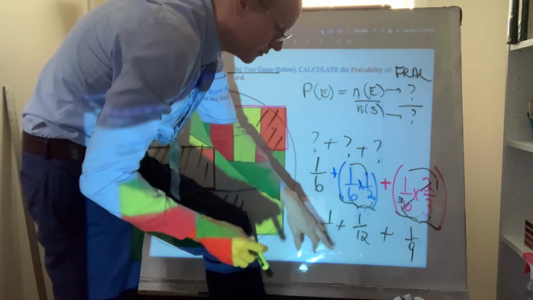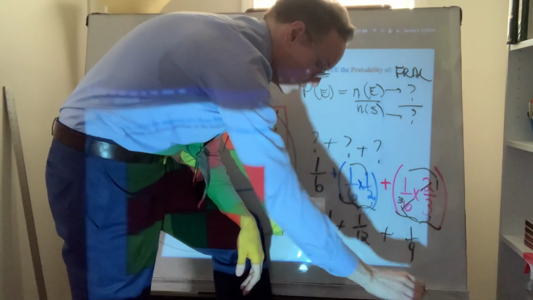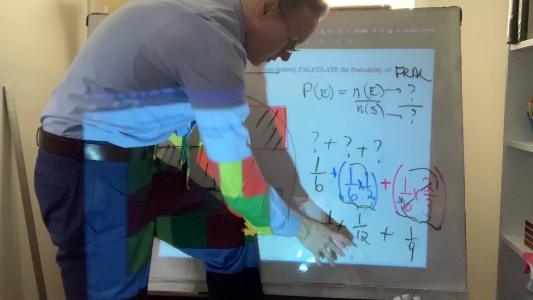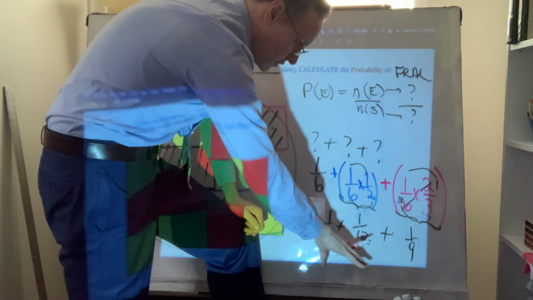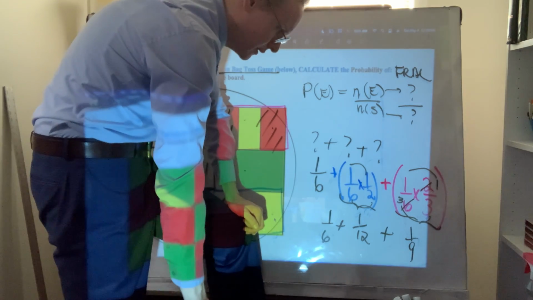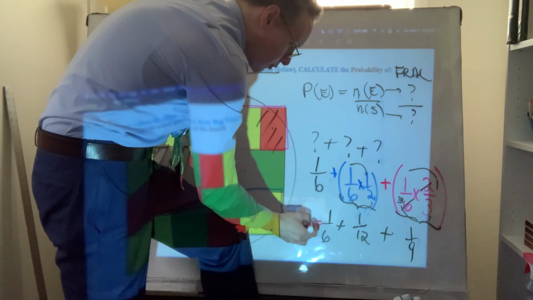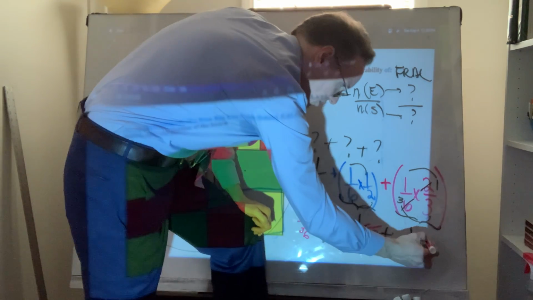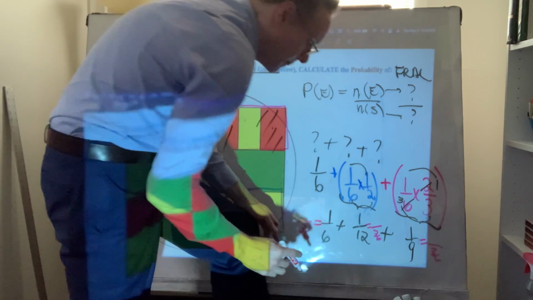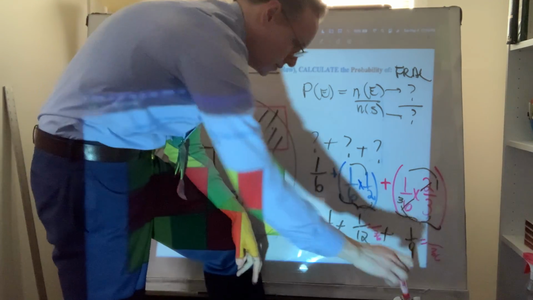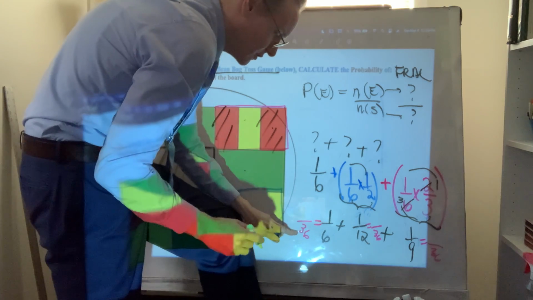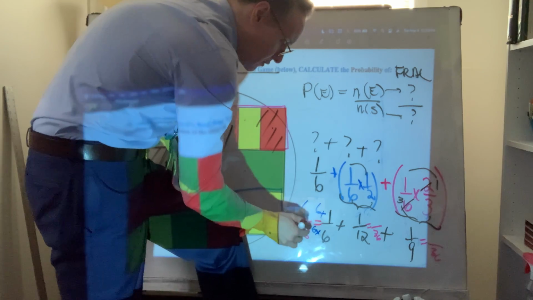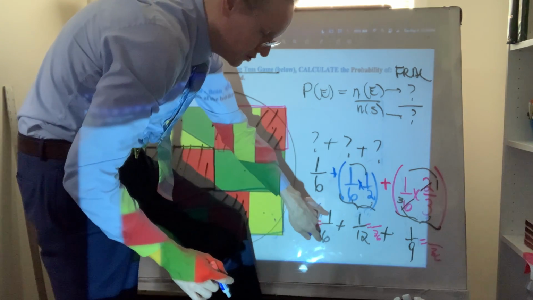You have to write these as equivalent fractions. The common denominator, ideally the lowest common denominator, the same as the least common multiple of 12, 6 and 9, would be what? 36. So if you upgrade each of these to something over 36, they're going to proportionately change. 6 times 6 is 36. What's 1 times 6? 6/36 is the equivalent of 1/6.